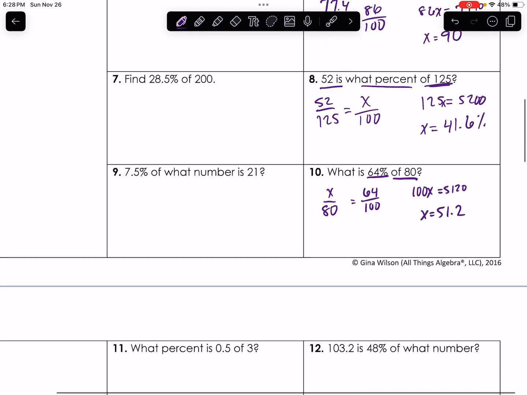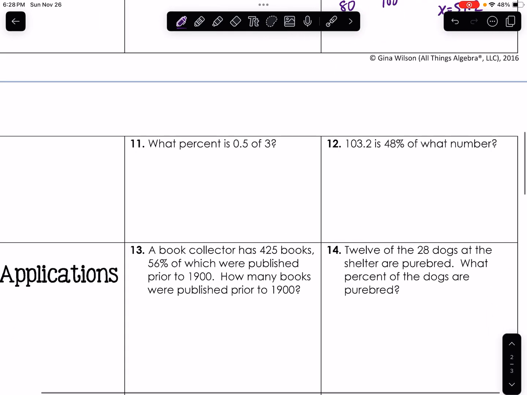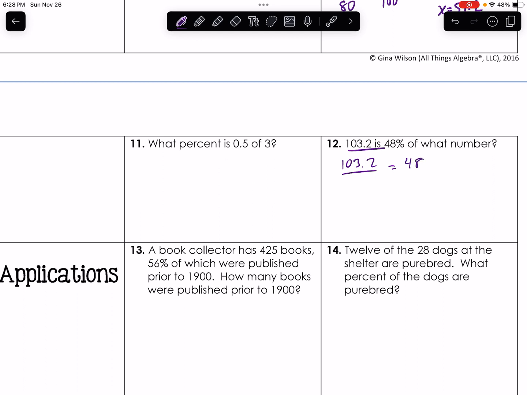Okay, let's just look at the next one. 103.2 is 48%, that's over 100, of what number? Well, again, when I cross multiply and divide, I get 215. Okay, so now let's look at some word problems.